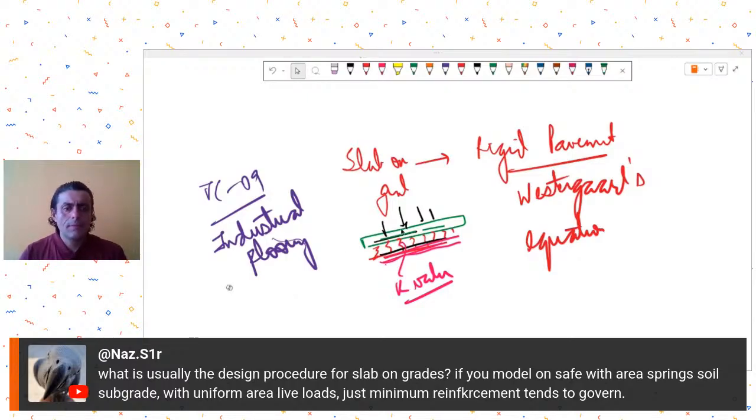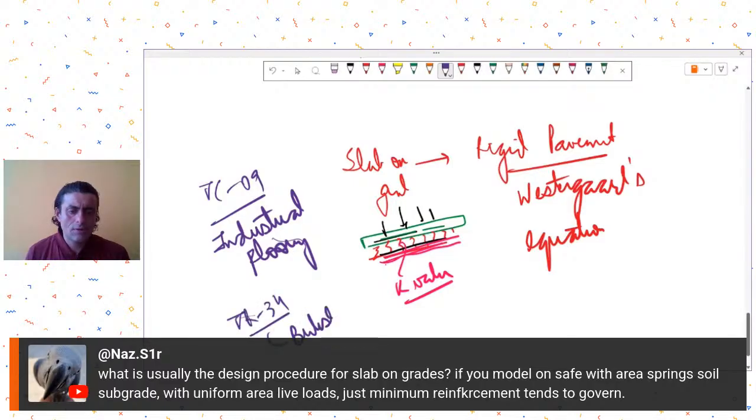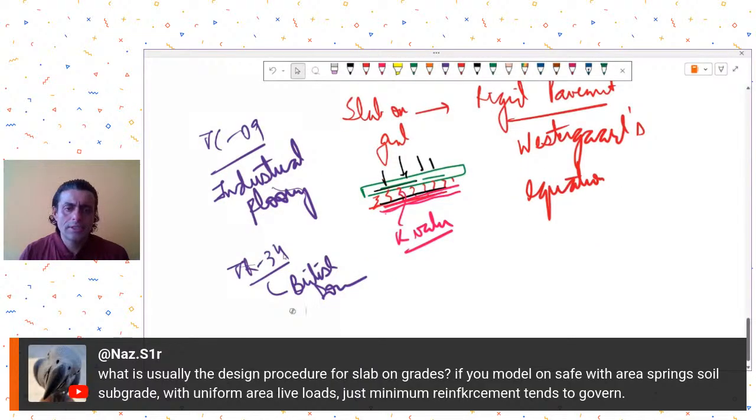So this is another document that you could refer to, TR34. This is a British document based on concrete floors, industrial concrete floors. So the design philosophy for slab on grades is well covered in these two documents. This is an Indian document which largely derives from TR34, and then there is the original TR34 document. So these are some of the additional readings that you can have. Okay.